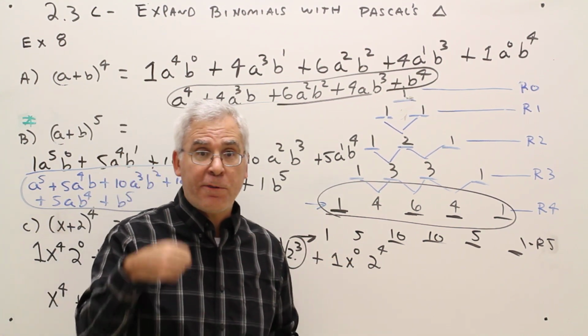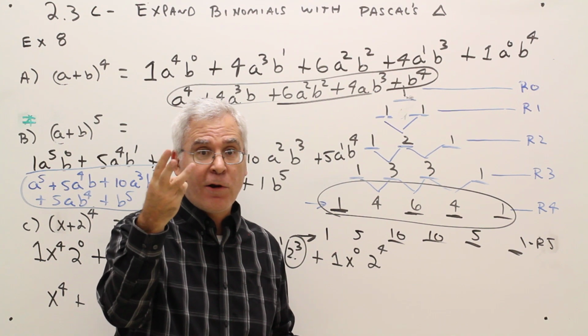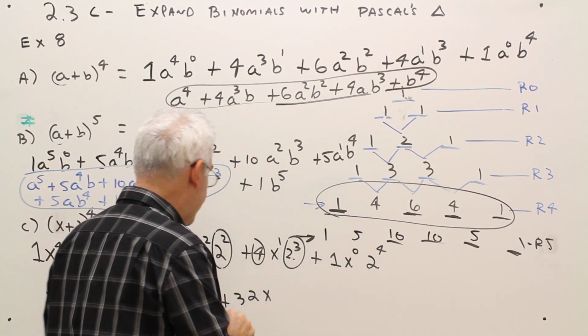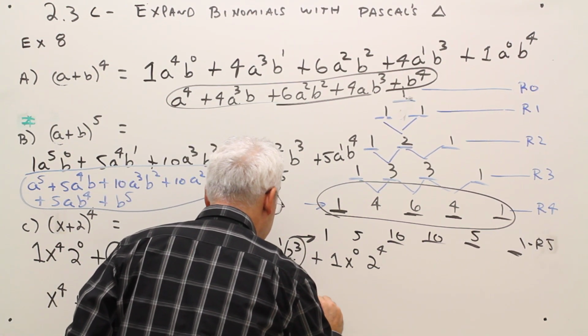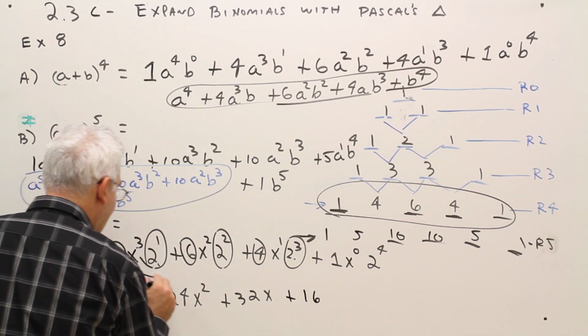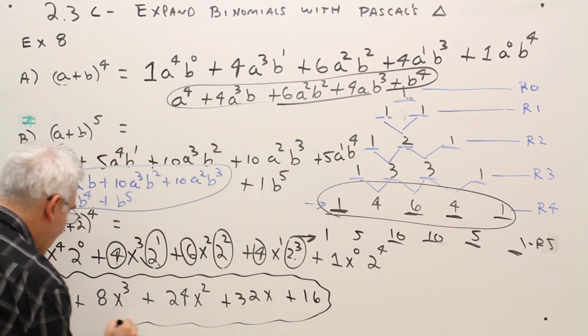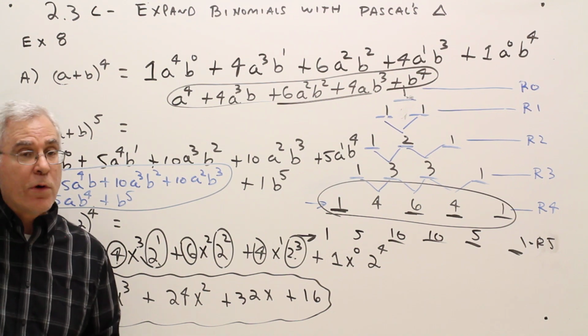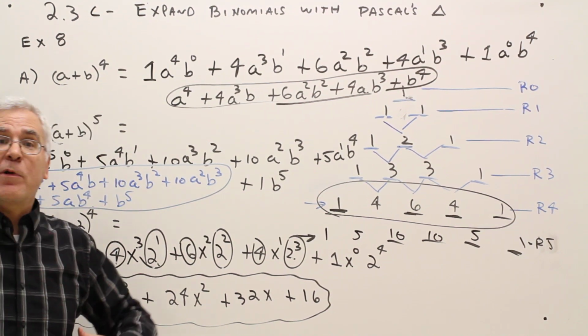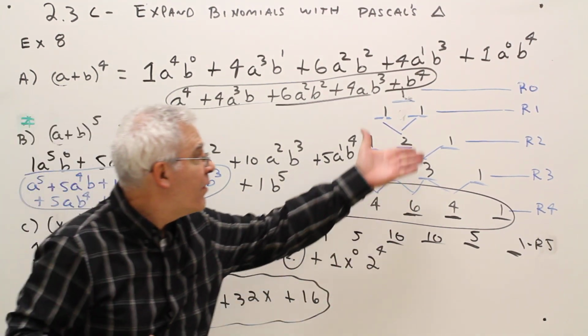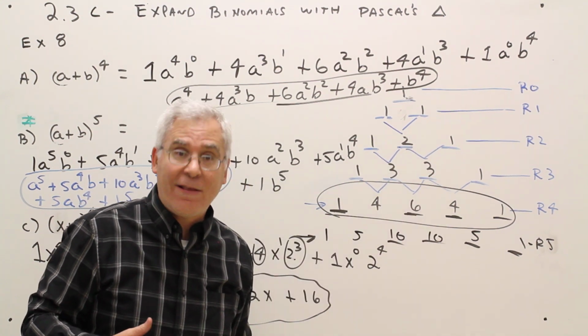So 2 to the 4th. 2, 4, 8, 16. And that's how I'm going to want the answer on the test. Whew. So there you have it, how to expand binomials using Pascal's triangle as a shortcut.